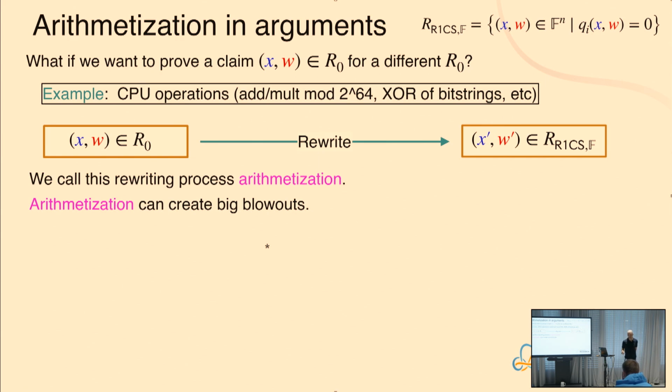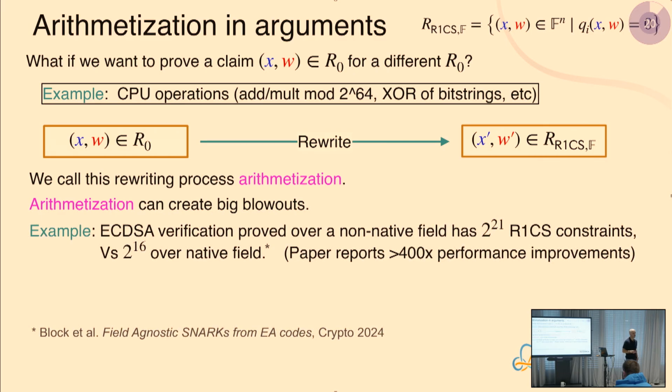But the issue is that it can create big blowups, and I'm going to justify this in the next slides. Just a first example: this paper claims that for ECDSA signature verification, if you prove it over a non-native field, say M31, the R1CS system has 2 to the 21 constraints versus 2 to the 16 constraints if you work over the native field.